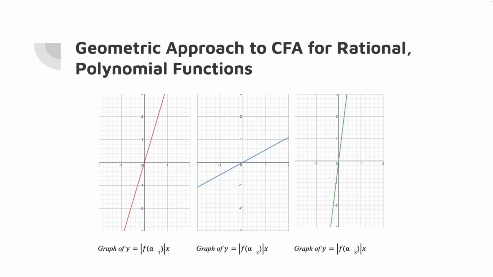We're going to first start off with a geometric approach to the CFA for rational polynomial functions. Although it is clear that rational polynomial functions are not linear, the function y equals f(alpha) times x is a linear function, and we can try to obtain a CFA for that.